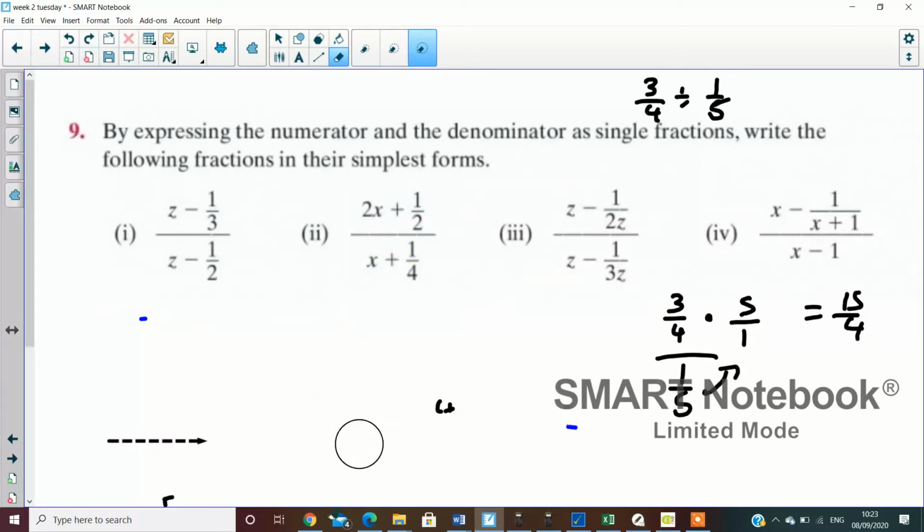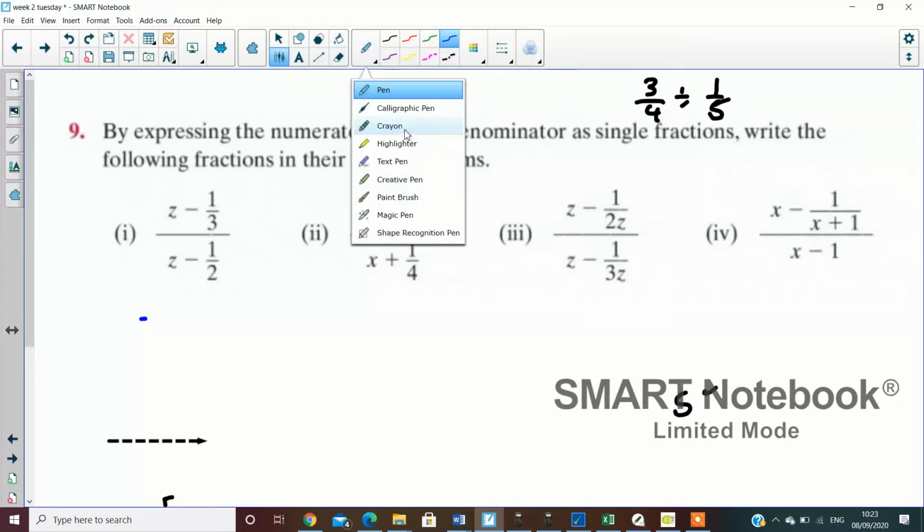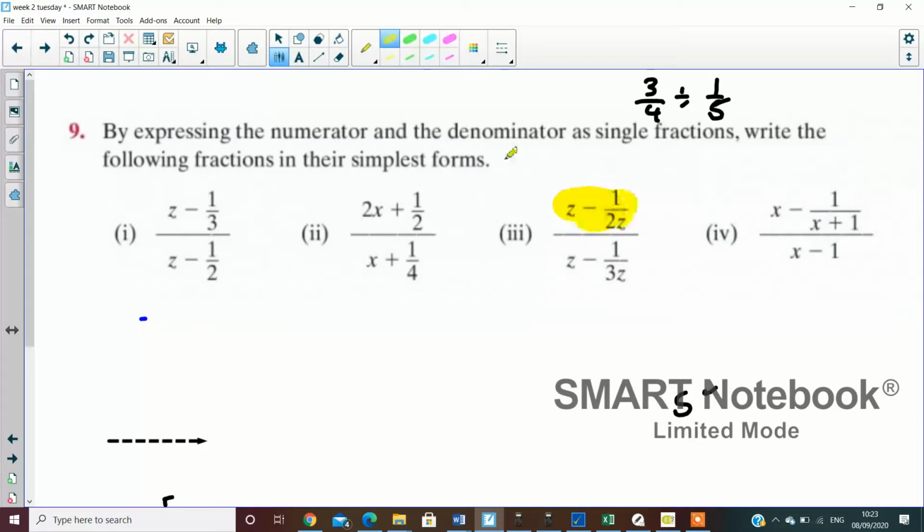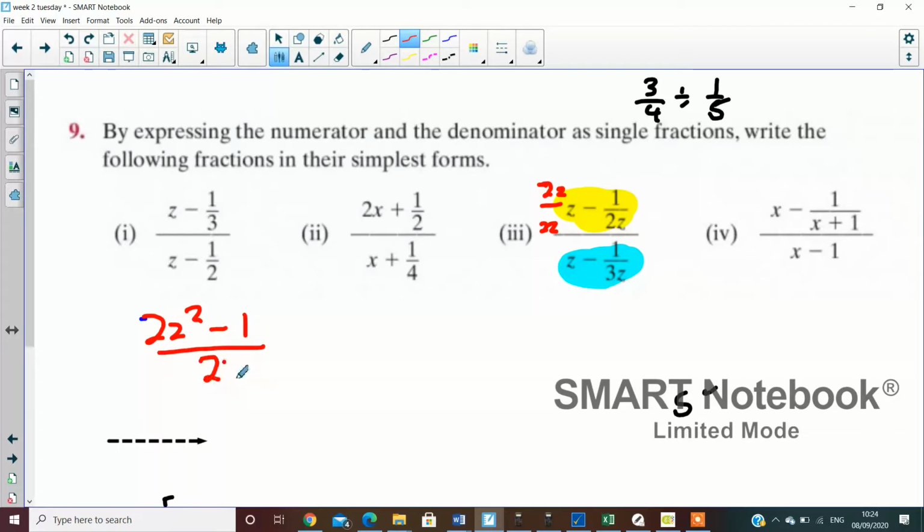Okay, we'll do the next one then. Next one is exactly the same. It's exactly the same technique I just used. Just break it up into 2 sections: yellow section, blue section. Work on them separately to each other. So in this case, you multiply the top one by 2z and the bottom one also by 2z. And what do we get? 2z squared over 2z, which is going to be 2z squared minus 1 all over 2z.